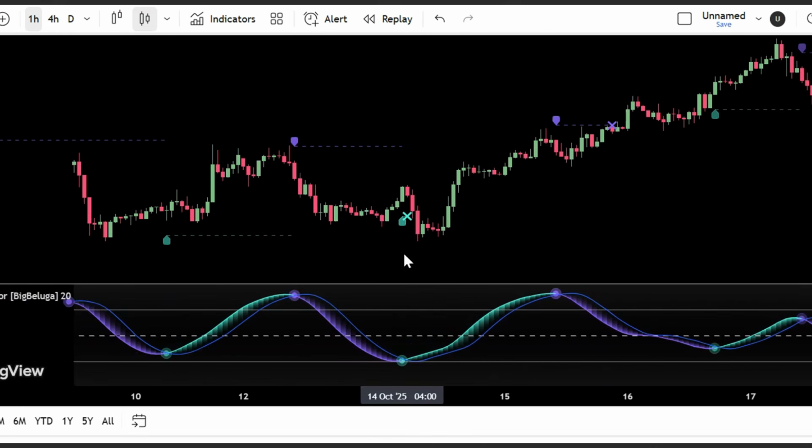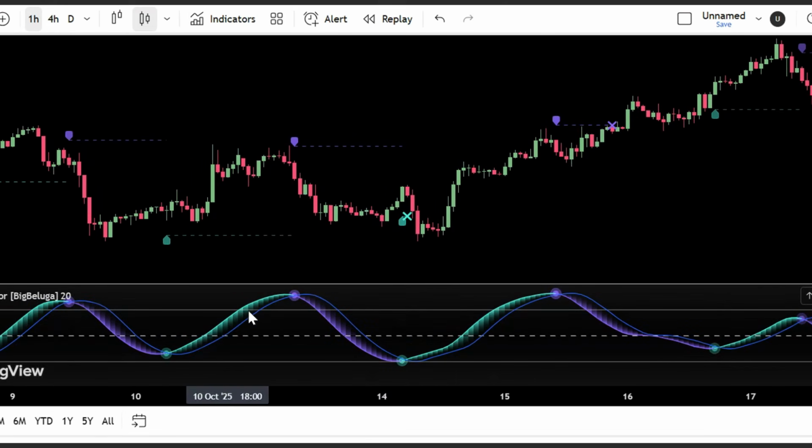When the oscillator is blue, it means buyers are stronger, bullish momentum. When it turns purple, it means sellers are in control, bearish momentum. So even if you don't look at the candles, you can already tell who's winning the battle in the market, buyers or sellers. That's what makes momentum visualization so powerful.